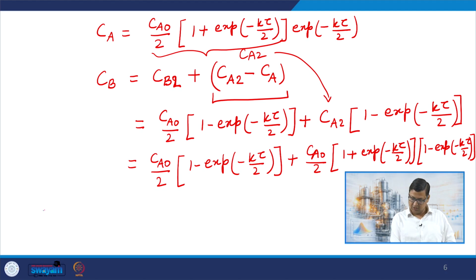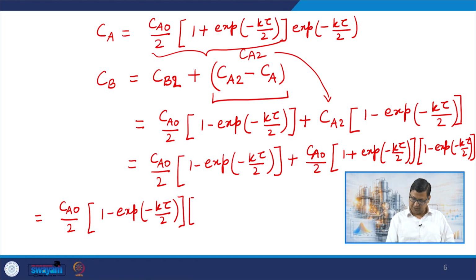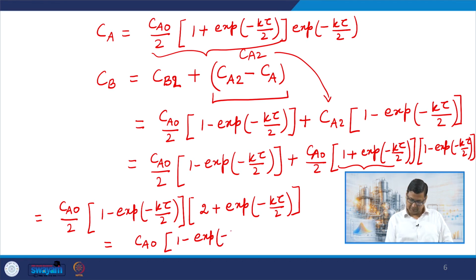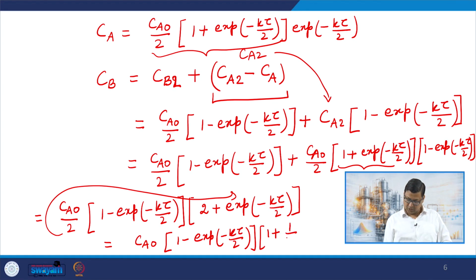So, this will now give me something like Ca naught by 2 into 1 minus exponential of minus k tau by 2 can be taken common into 1 plus this quantity, which is 2 plus exponential of minus k tau by 2, right, and this will give me something like Ca naught into 1 minus exponential of minus k tau by 2, and I will put the 2 from here and divide in the second term, that gives me 1 plus 1 by 2 exponential of minus k tau by 2.